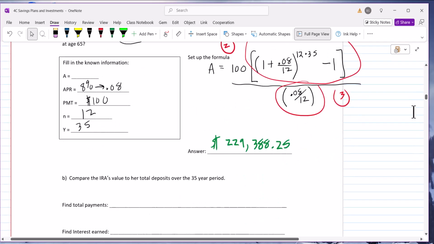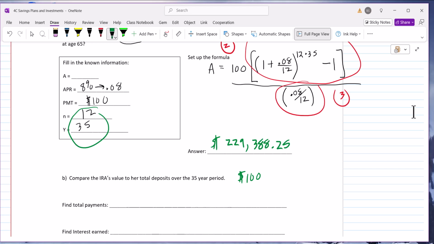Now we're going to find the total payments. Here's what you have to do. You're making payments of $100. How do you figure out how many total payments you're going to make? You're making 12 payments a year, and this is 35 years. So what math problem do you do to find how many payments? You do 12 times 35, right? That will give you the total number of payments.